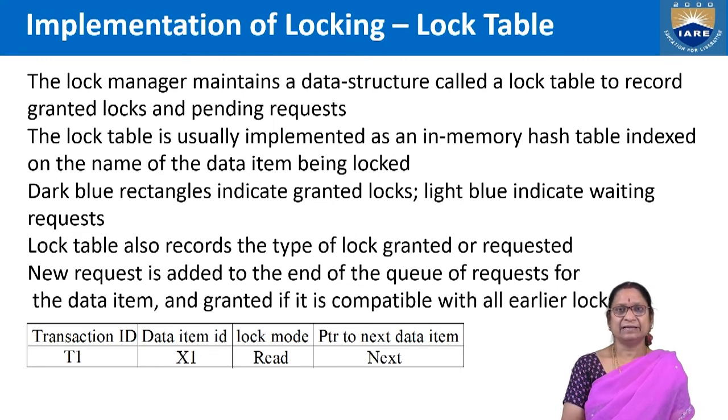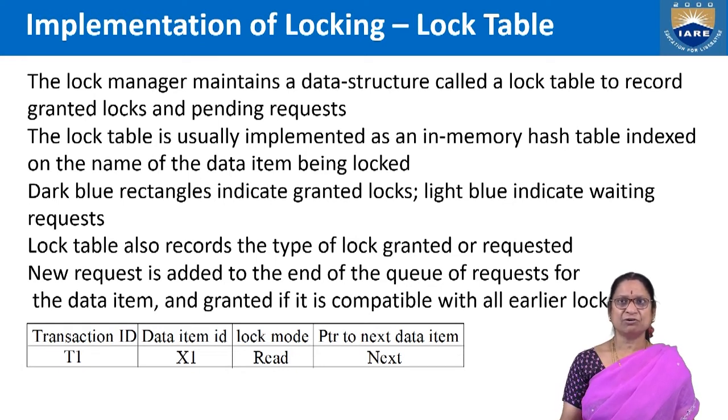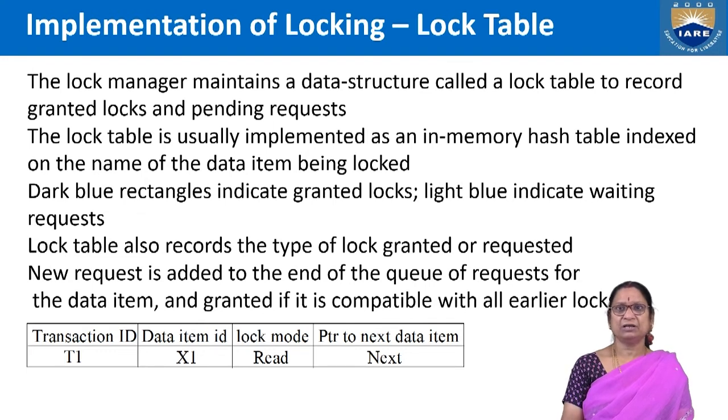I'll show you in the next slide a diagram in which dark blue rectangles indicate granted locks and light blue rectangles indicate waiting requests. The lock table also records the type of the lock granted or requested, exclusive or shared. Any new request is added to the end of the queue of requests of the respective data item. So for each data item, any request is added, keeping track of which transactions are waiting for that particular data item in the queue. A request is granted if it is compatible with all earlier locks. Once a lock is released, the respective request as well as the granted lock are deleted from the lock table.